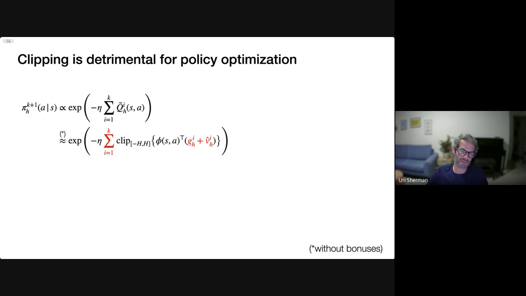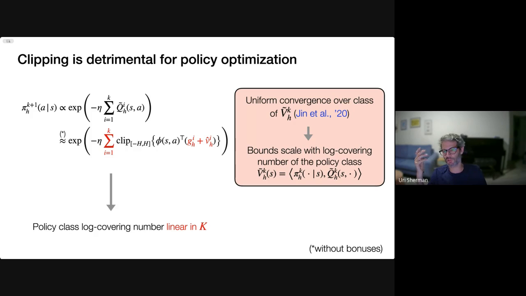And the problem is now that these clippings do not allow us to contract this function to some lower dimensional form. So we are basically left with order of k parameters. And this means that we basically will have a policy class that has log covering number that is linear in k, which maybe a priori wouldn't be a serious problem, but of course the problem is that, as I just convinced you, we need to argue for uniform convergence over the class of value functions. Then we inevitably have that the bounds will scale with the log covering number of the policy class.